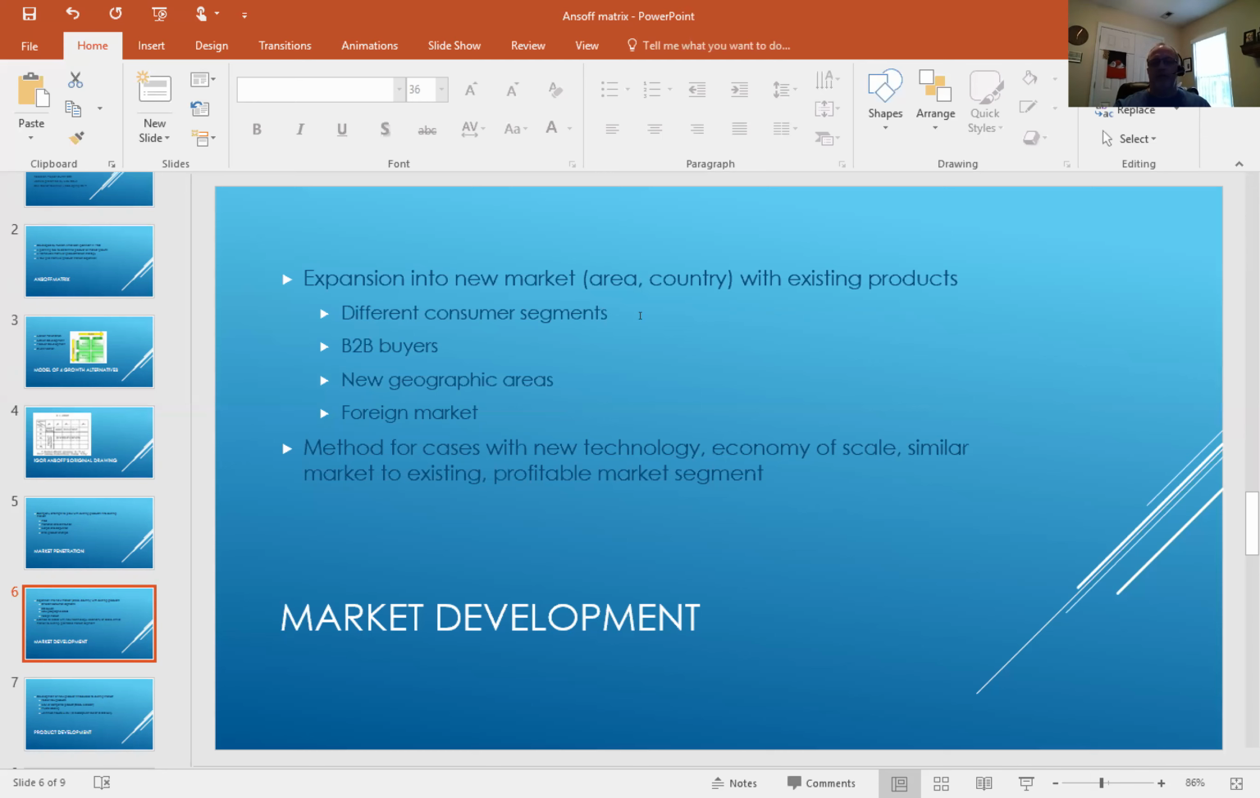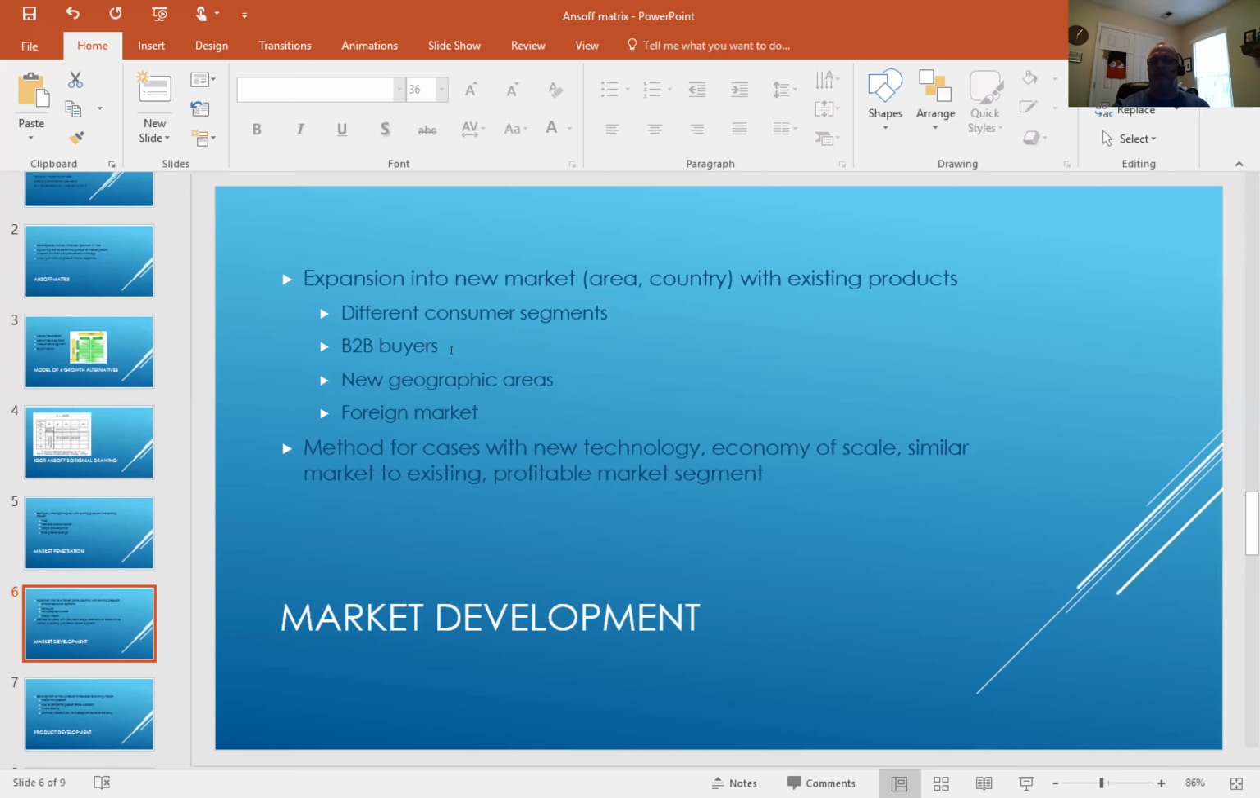It can also be a new geographic area. You could expand into a territory or a region of the country where you haven't been selling or producing your item before, or you could shift into foreign markets. An example of this would be McDonald's. Once they had saturated pretty much the U.S. market, and they're in every different city in every state, they expanded out globally. So that's an expansion or growth tactic that is market development.